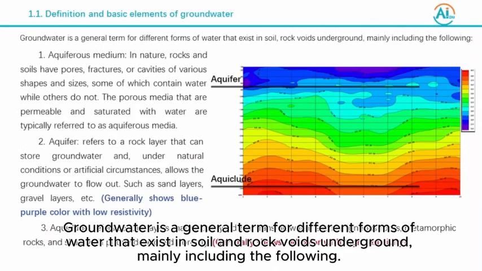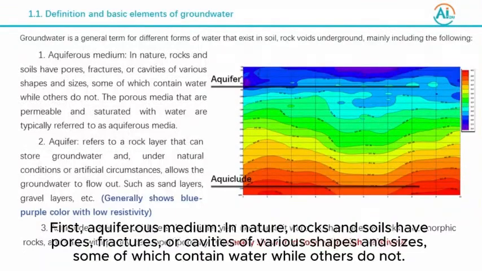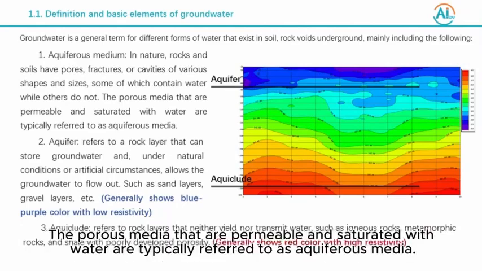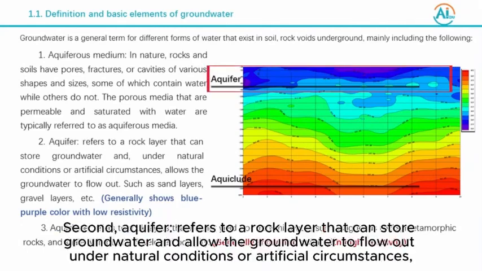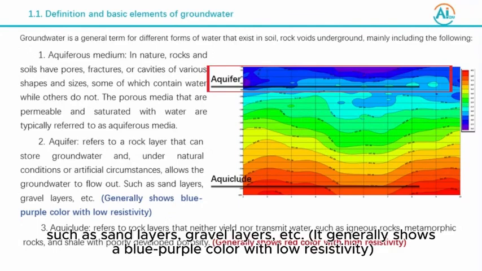Groundwater is a general term for different forms of water that exist in soil and rock voids underground, mainly including the following. First, aquiferous medium. In nature, rocks and soils have pores, fractures, or cavities of various shapes and sizes, some of which contain water while others do not. The porous media that are permeable and saturated with water are typically referred to as aquiferous media. Second, aquifer refers to a rock layer that can store groundwater and allow the groundwater to flow out under natural conditions or artificial circumstances, such as sand layers, gravel layers, etc.